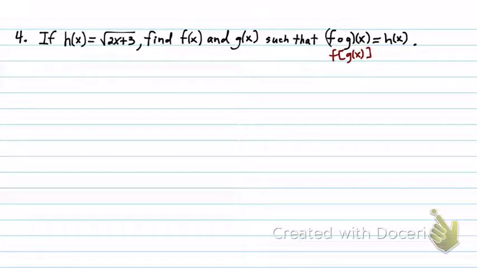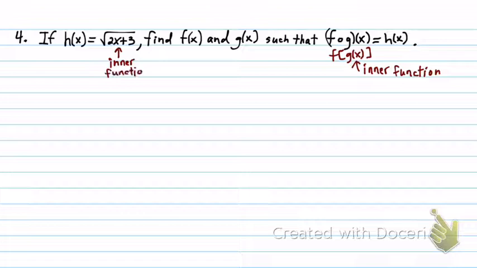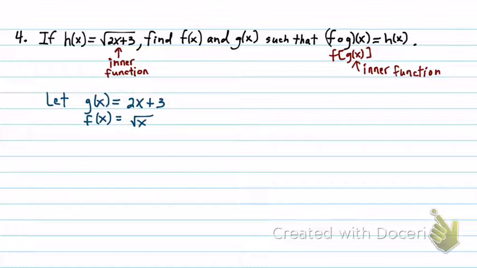Remember, f of g of x, by definition, means f of g of x. g of x is our inner function. So we want to call g the inner function. Notice in this problem, the 2x plus 3 is going to be the inner function. It's inside the radical. So that's going to be g of x. Well, we're taking the square root of that, so our outer function, we'll call it f of x, is the square root of x. So let's make sure this works.